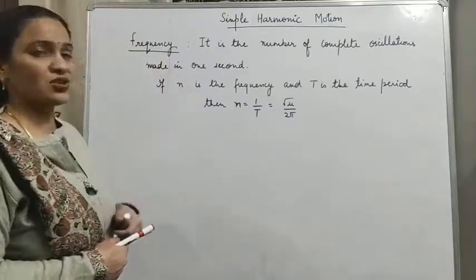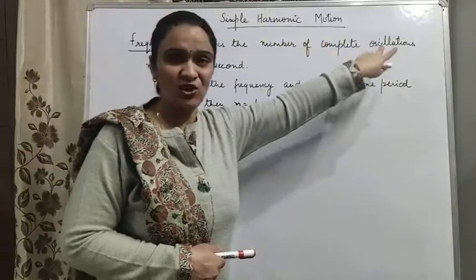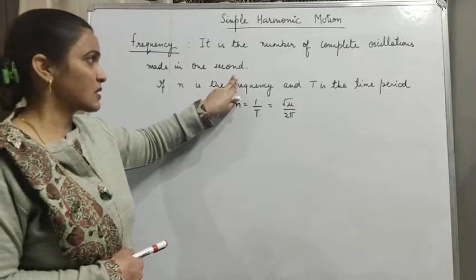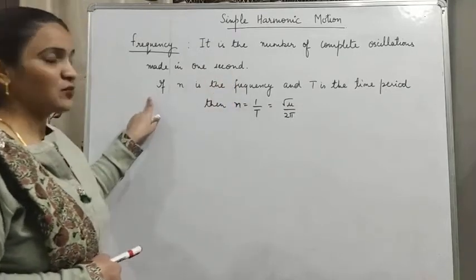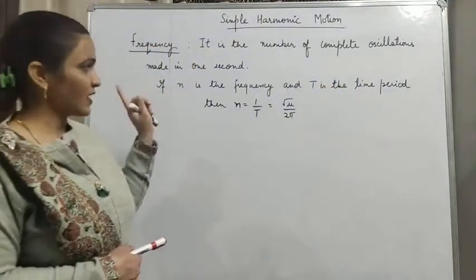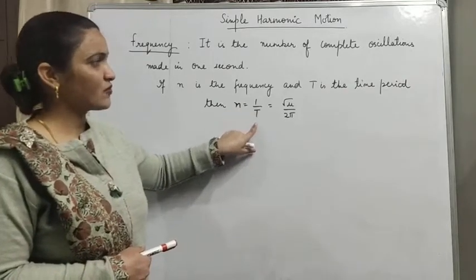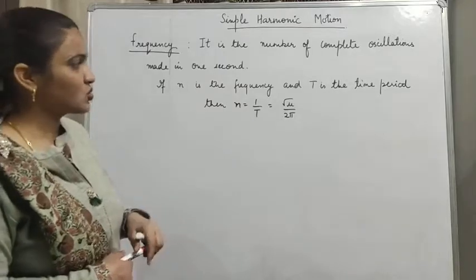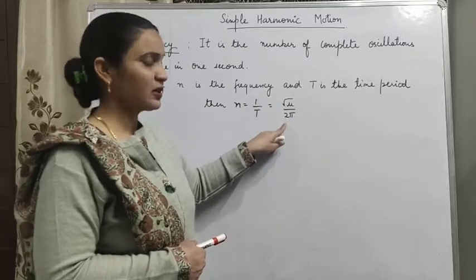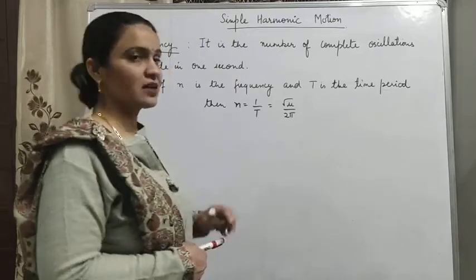Next is the definition of frequency. Frequency is the number of complete oscillations made in 1 second if the particle is moving in simple harmonic motion. So if n is the frequency and T is the time period, then what is the relation between n and T? n is the inverse, 1/T. The time period of simple harmonic motion is 2π/√μ, so frequency is √μ/2π. So this is the definition of frequency. Let us do a numerical based on this.